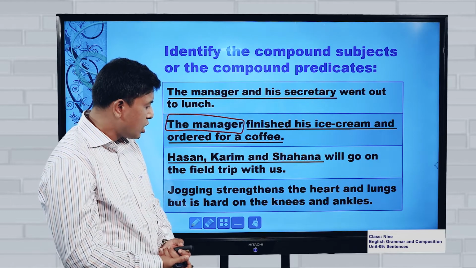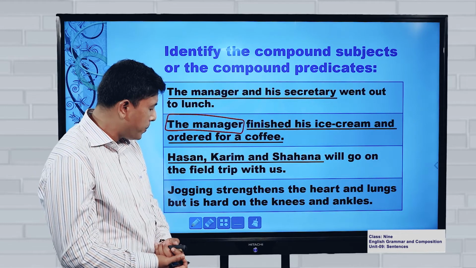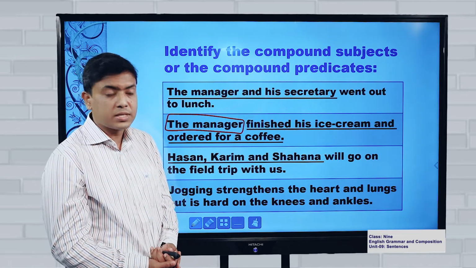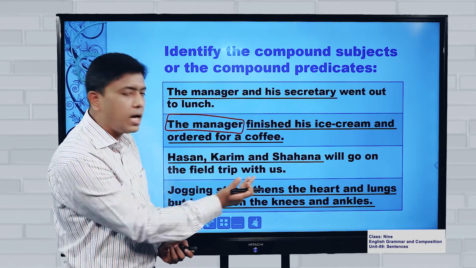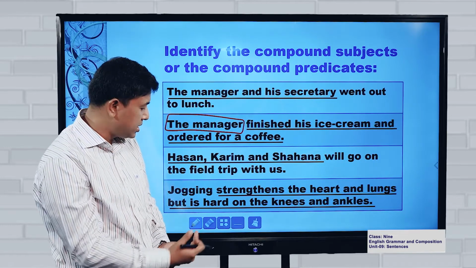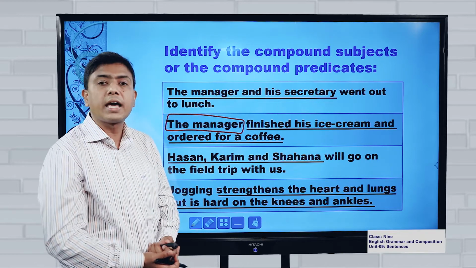Last one. Jogging strengthens the heart and lungs, but it is hard on the knees and ankles. What do you think of the sentence? If you see, I have underlined strengthens the heart and lungs. It is one part of the predicate, and there is another part of the predicate, which is another idea, but is hard on the knees and ankles.